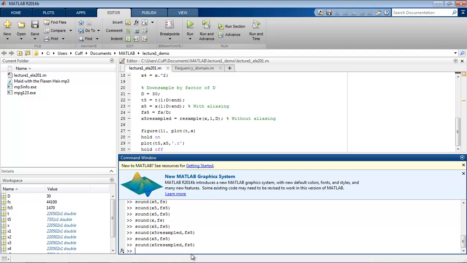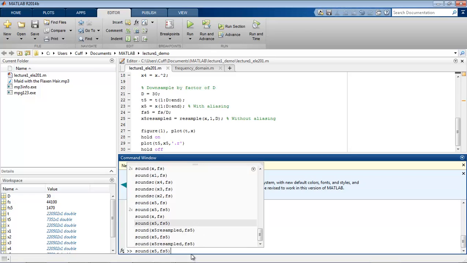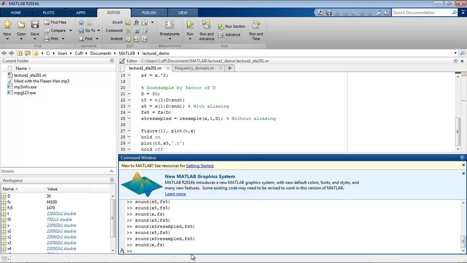Okay, so you got rid of the artifacts. But yeah, of course, it's still not as great of sound quality. It's kind of muffled. I'll play the original one more time so you can make that last comparison. Hear the full quality sound. If you downsample by a factor of 30, you should hear a difference, and you do. You hear this muffled sound. But at least you can remove the artifacts if you do it right. All right.